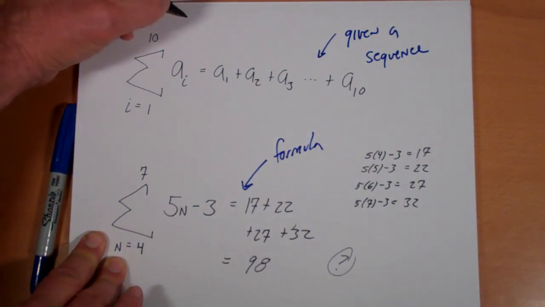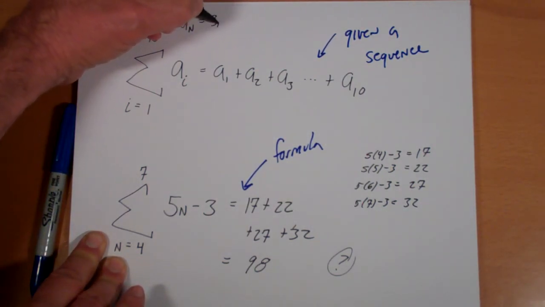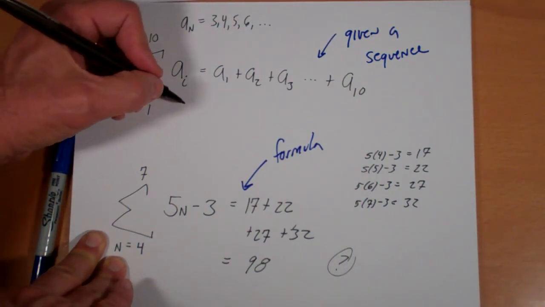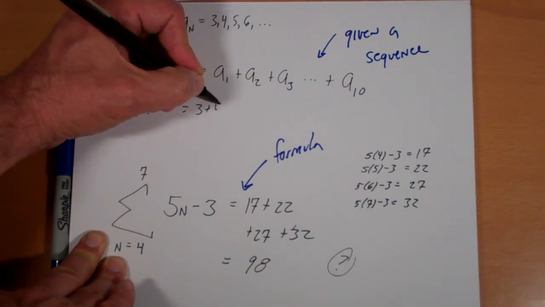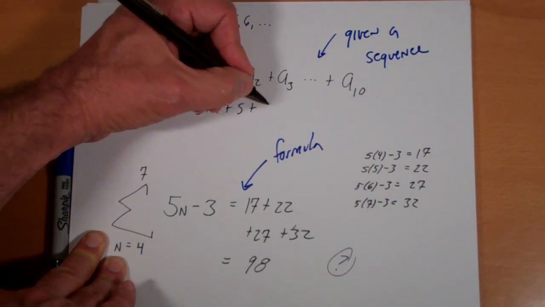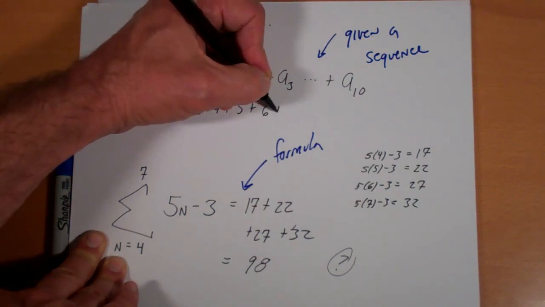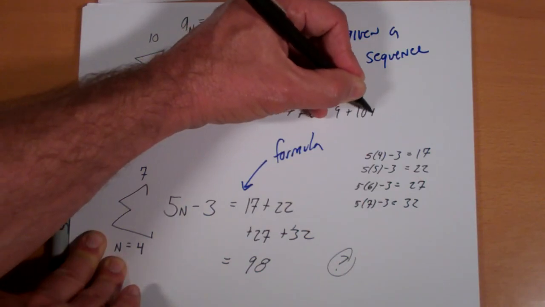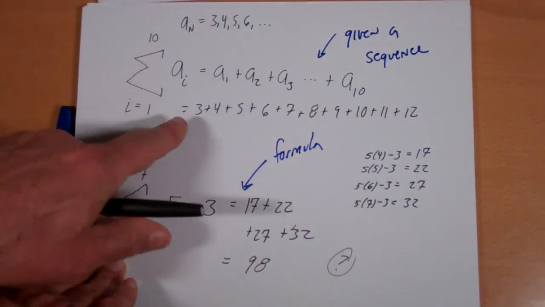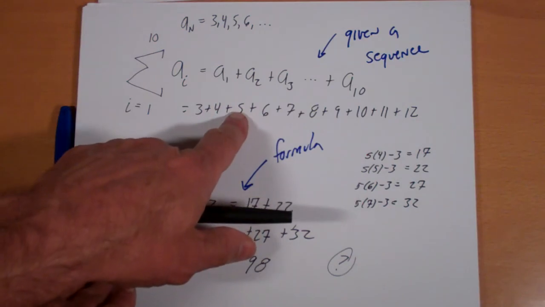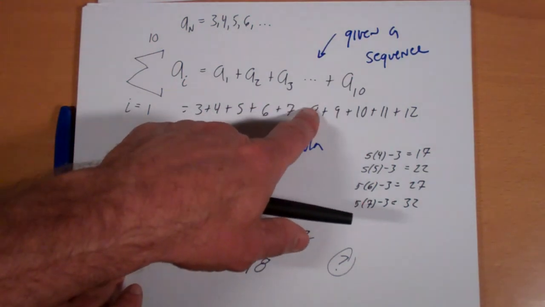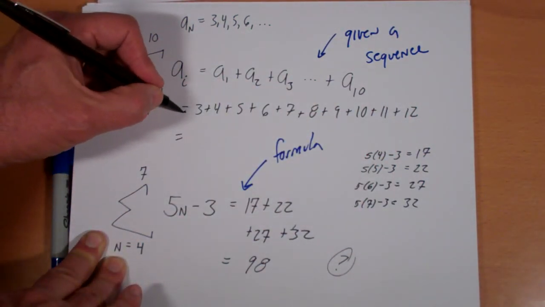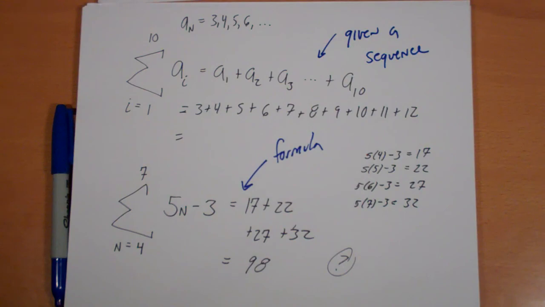So in this one, for example, you might be given that a n is equal to 3, 4, 5, 6, and so on. So then that's 3 plus 4 plus 5 plus 6 plus 7 plus 8 plus 9 plus 10 plus 11 plus 12. That's a1 plus a2 plus a3 plus a4, a5, a6, a7, a8, a9, a10. And then you just add those numbers up. And that's how you do summation notation.